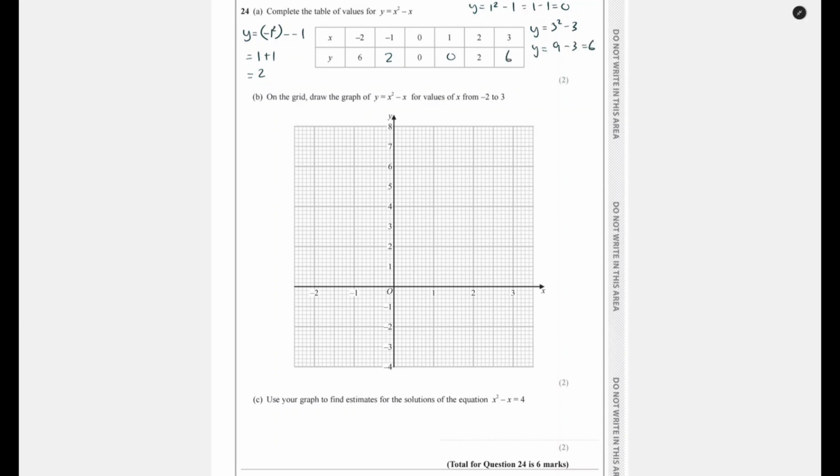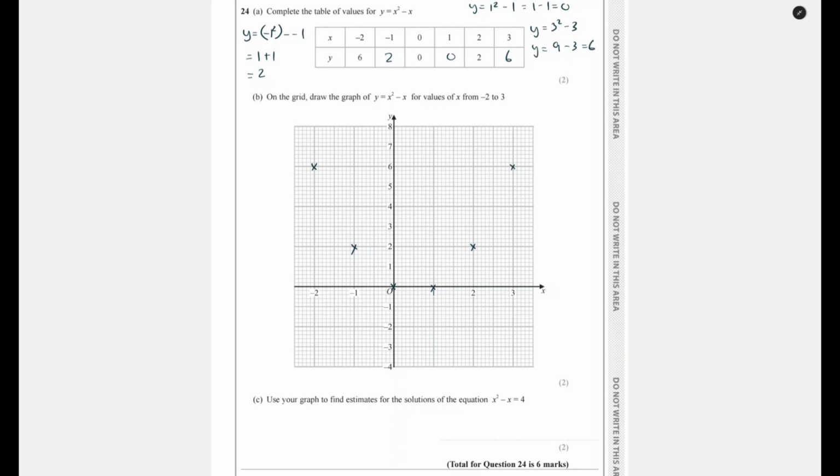Part B says, on the grid, draw the graph of y equals x squared minus x for values of x from -2 to 3. So we have our x coordinate at the top and our y coordinate at the bottom. So all we need to do now is plot our graph. So the first one is -2 and 6, which is here. Then -1 and 2, which is here. Then 0, 0, which is here. Then 1, 0, which is here. Then 2, 2, and 3, 6.